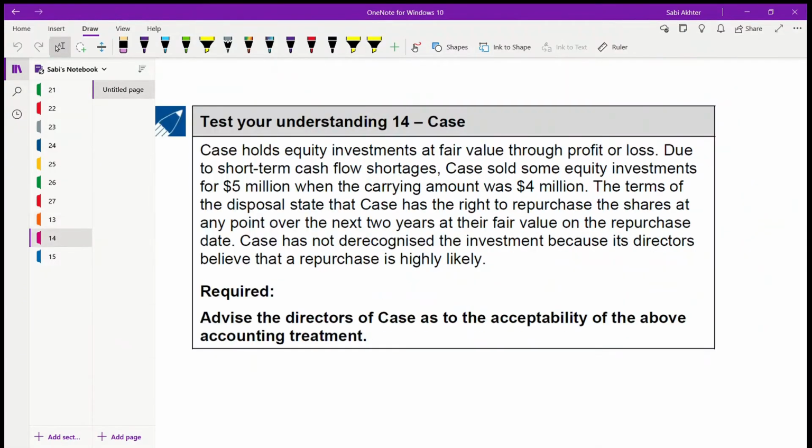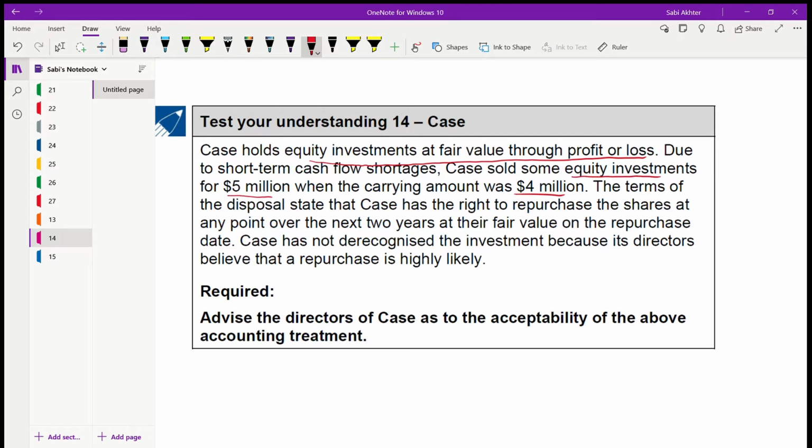Next, Case holds equity investments at fair value through profit or loss due to short-term cash flow shortages. Case sold some equity investments. Now he is selling some equity investments for 5 million when the carrying amount was 4 million.